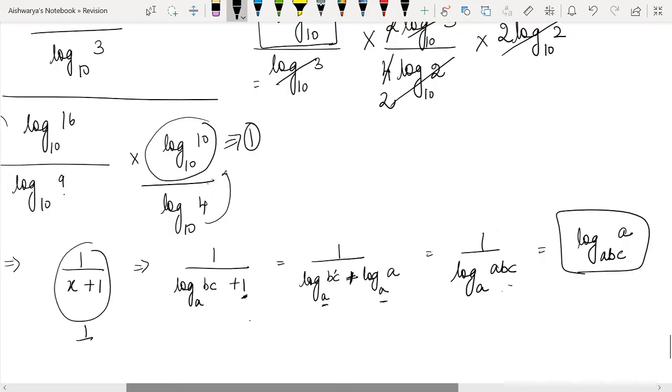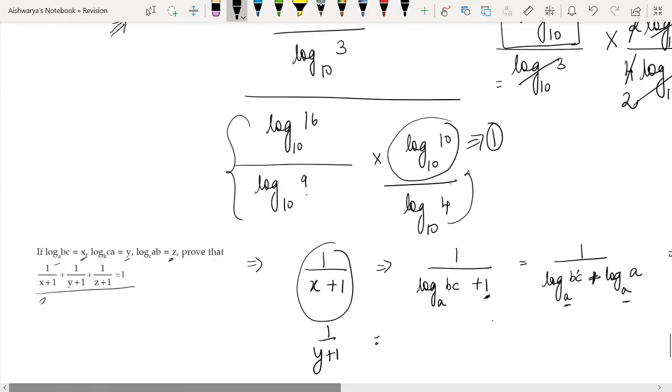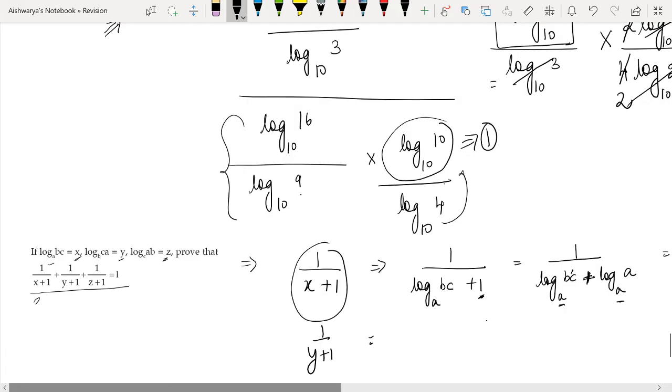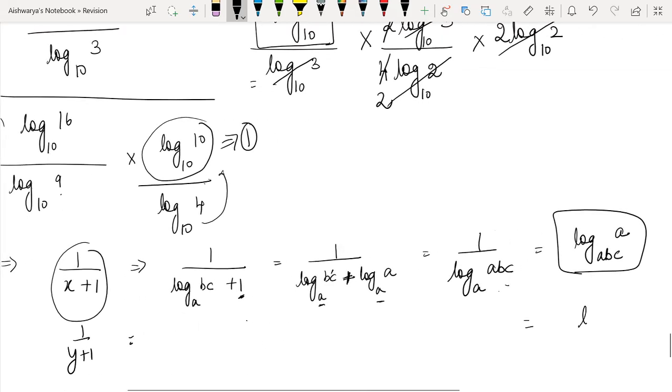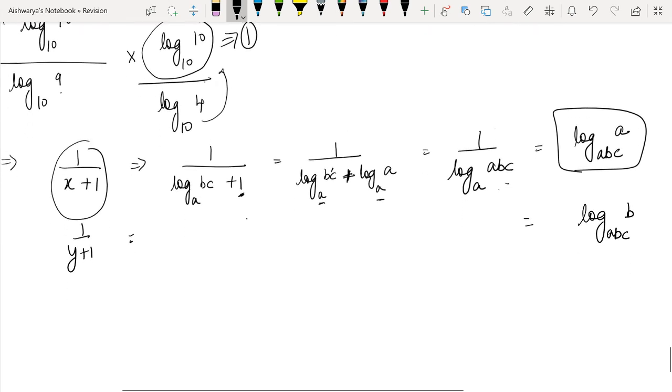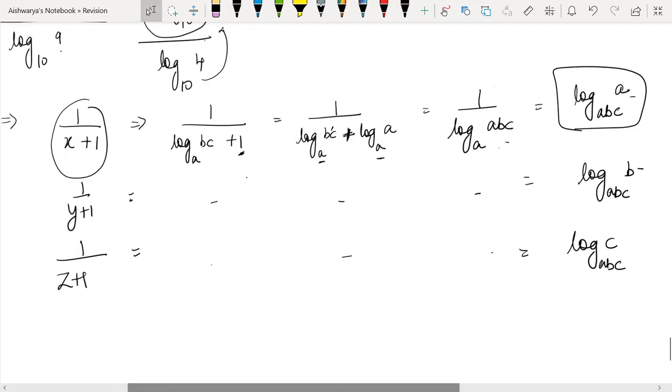So 1 by y plus 1, you can guess what will be the result based on what it is equal to. Log CA base B. Log CA base B means log B base ABC it will become. So 1 by z plus 1 will be naturally equal to log C. Look at the symmetry. A, B, and now it will be C base ABC. You don't need to solve everything again. Use the symmetry and you do it.